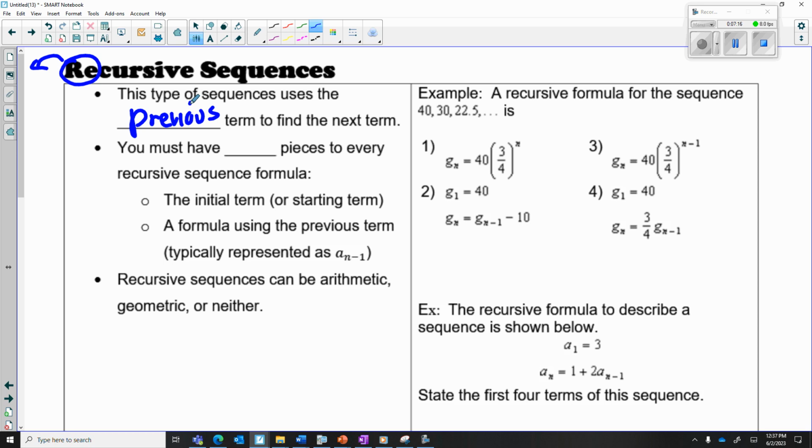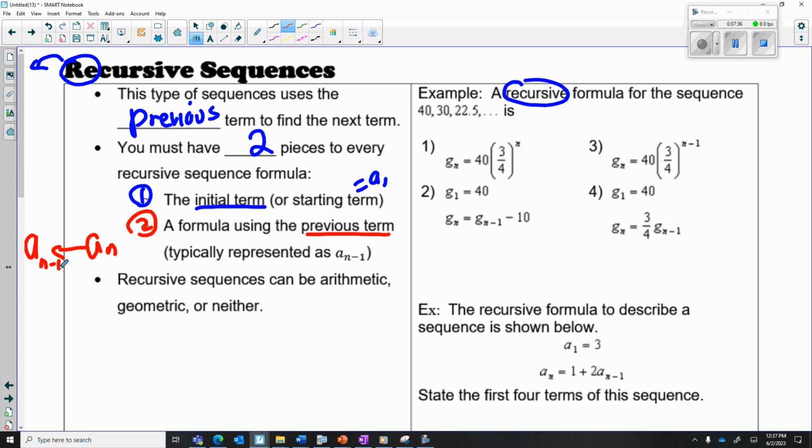So the main thing that you need to know is recursive formulas have two pieces. The two pieces consist of, one, the initial term, which is the starting term, a1. And then they also have a formula involving the previous term. So if I'm at the term a sub n, the one before me is called a sub n minus 1. So that's what this is saying here.